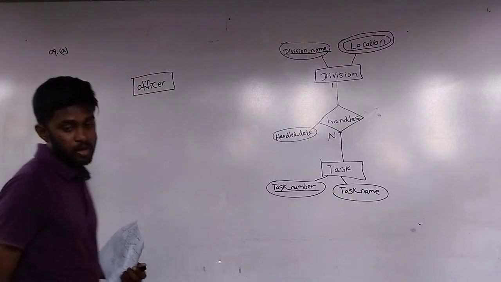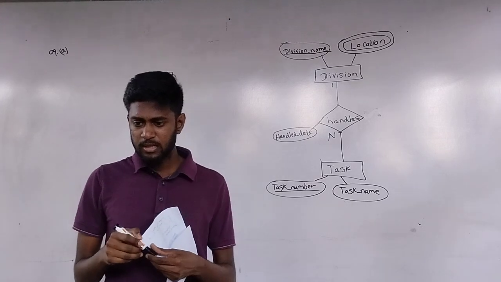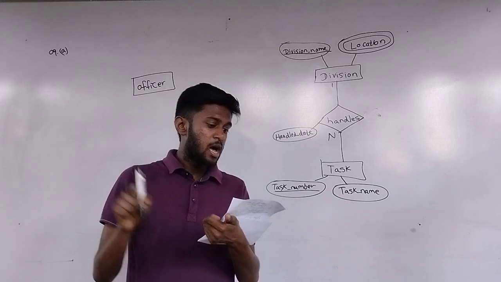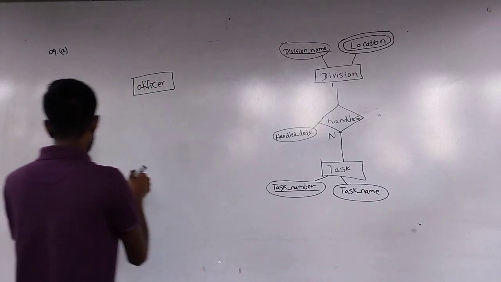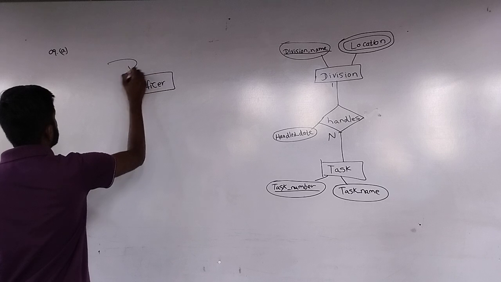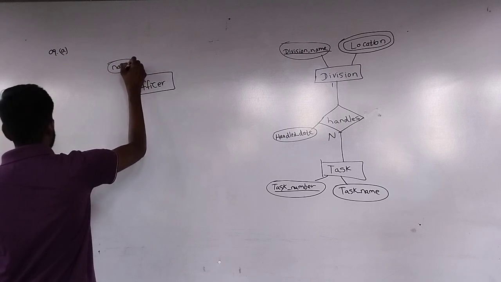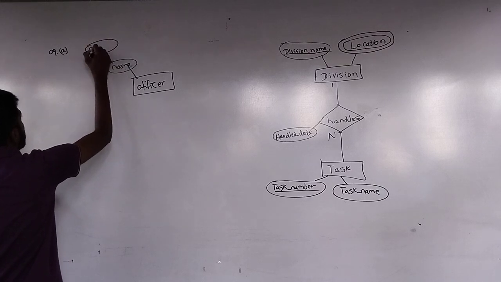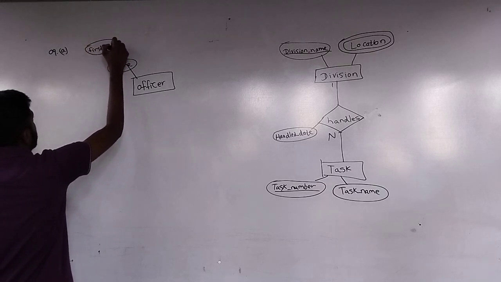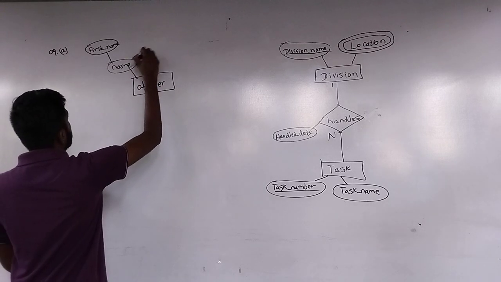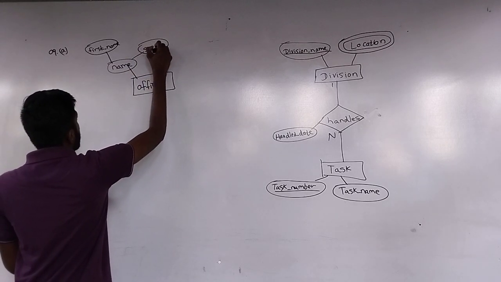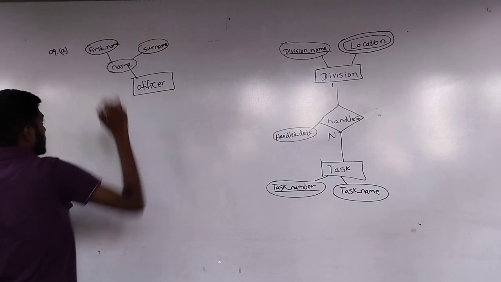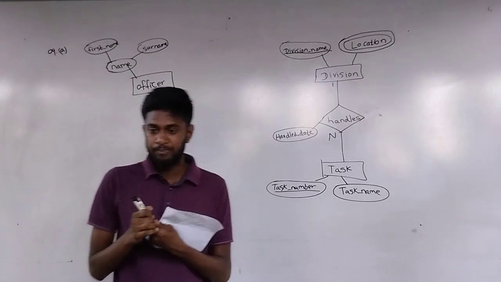We are saying each officer's name consists of a first name and a surname. Then what is that name? That is a composite attribute. So name is a composite attribute which comprises the first name and the surname. Therefore, this name attribute is called a composite attribute.